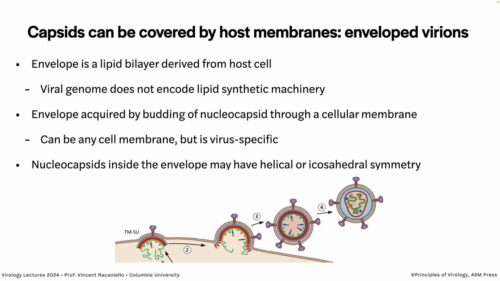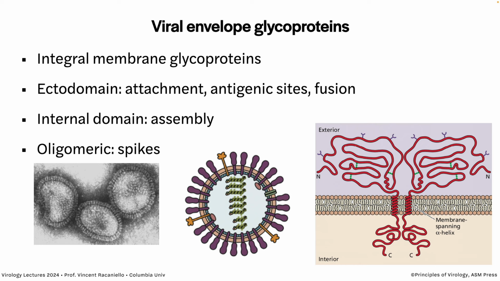a virus particle. And this doesn't have to be the plasma membrane. It could be the ER, it could be the nuclear membrane, it could be the Golgi. But for every virus, it's always the same. It doesn't vary. And of course, if you have a protein nucleic acid complex within the envelope, it's a nucleocapsid. That can be helical or icosahedral, as we've already talked about.